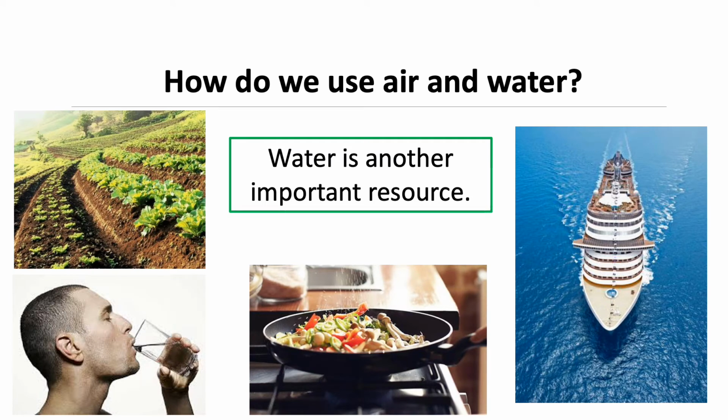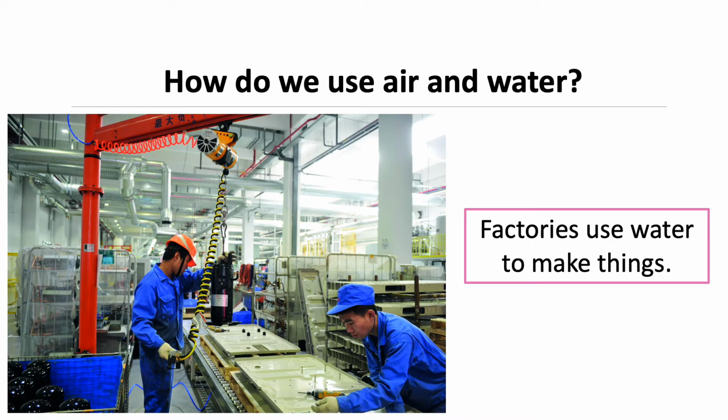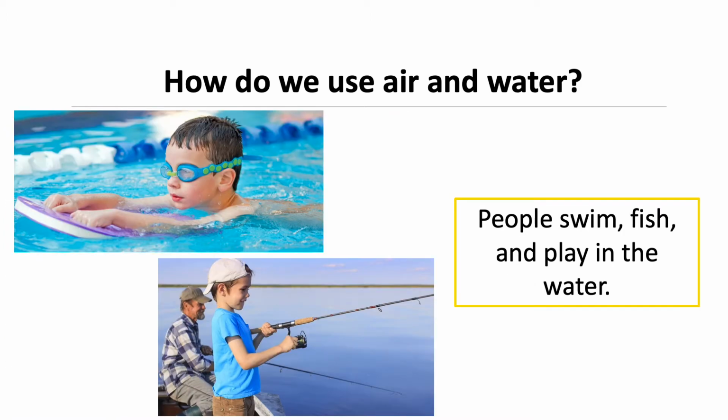Water is another important resource. People use water for farming, cooking, drinking, and traveling. Factories use water to make things. People swim, fish, and play in water too.